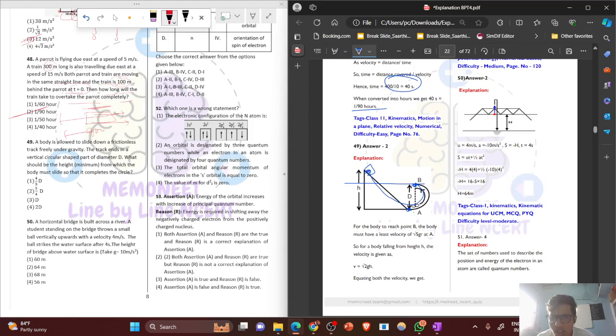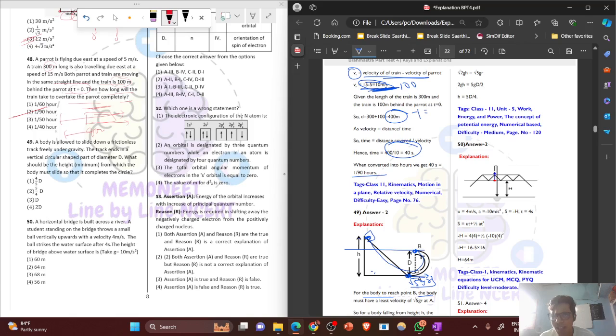Now looking at the solution, for a body to reach the point B, we know by circular motion that the velocity here should be under root of 5 gr. This should be the velocity. You know the kinetic energy here, and you can easily calculate the potential energy from the kinetic energy. Simply, this potential energy is converted into this kinetic energy. So mgh equals half m v square. Calculate h from here. That will come out to 5d by 4. So option second will be your correct answer.